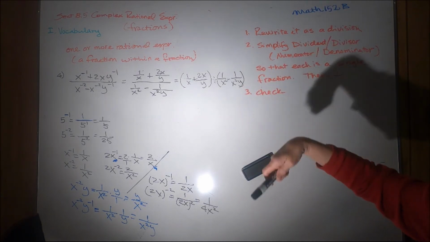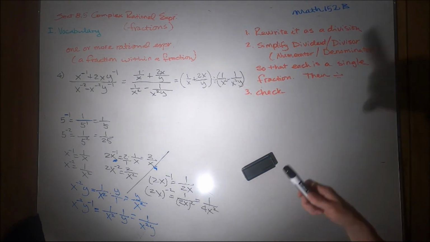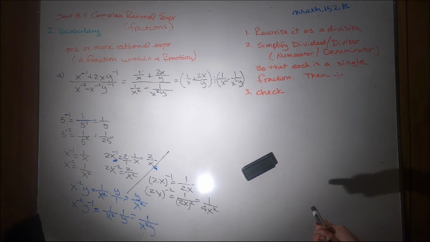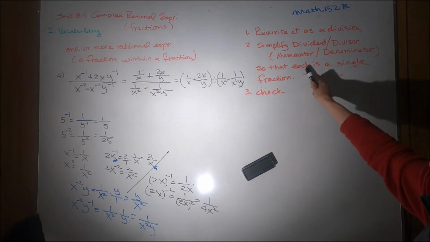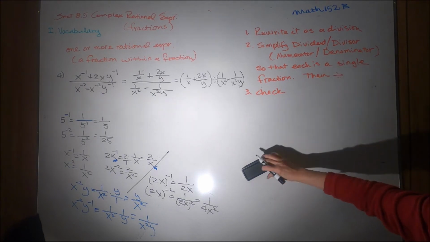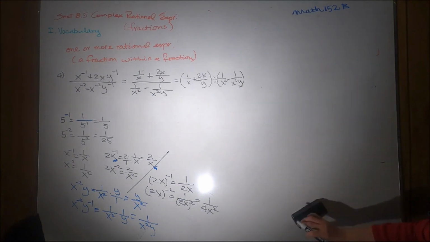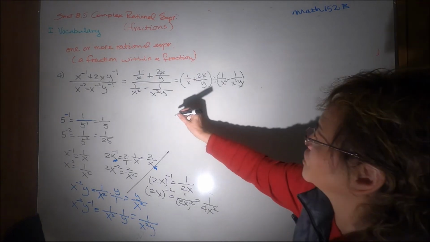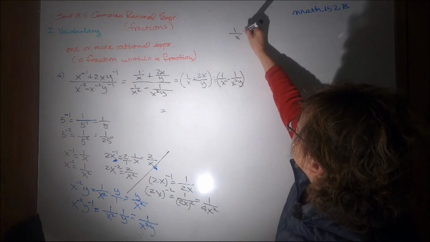Division. But we can only divide one fraction by another fraction, right? So we have to make what? A single fraction, then divide. Is that right? So we have to make them a single fraction. So how do we make this one a single fraction?